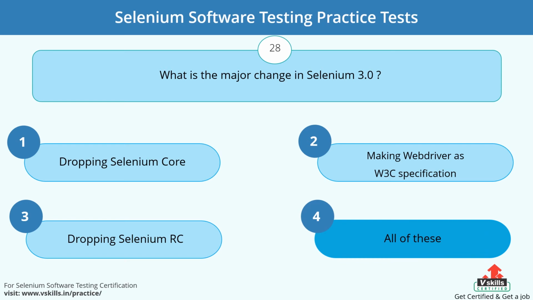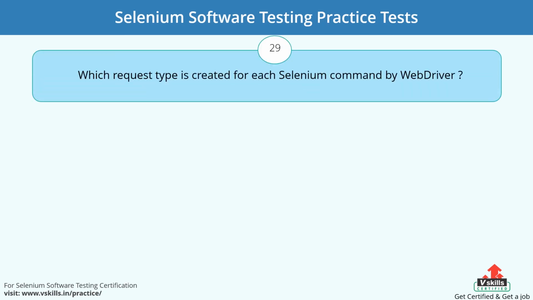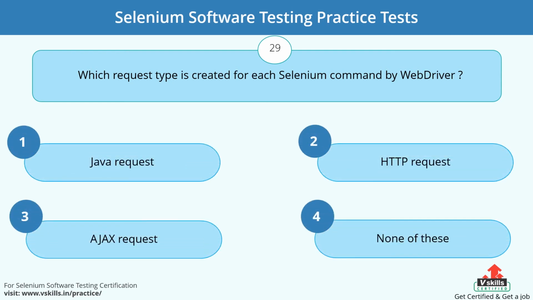Question number 29, which request type is created for each Selenium command by Webdriver? The options are A. Java request, B. HTTP request, C. AJAX request, D. None of these. The correct answer is option B.